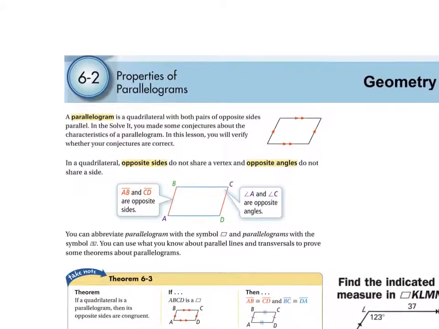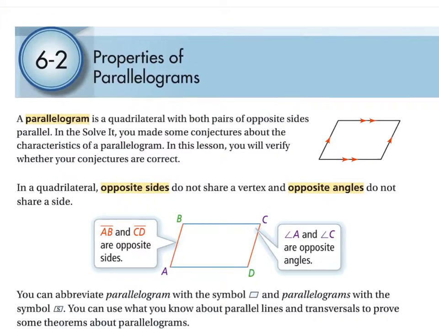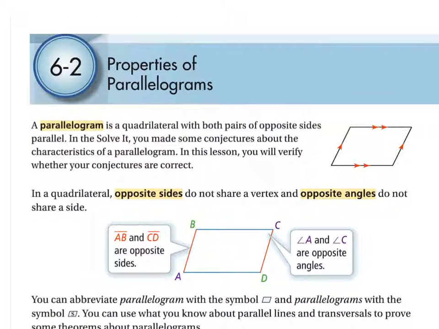All right. In 6.2, we're talking about properties of parallelograms. Now, the first thing we need to know is, like we just said, a parallelogram is a quadrilateral. That means that it has four sides. And the reason we call it a parallelogram, I'm really hoping that that word parallel in that name rings out to you. It's called a parallelogram because both pairs of opposite sides are parallel.